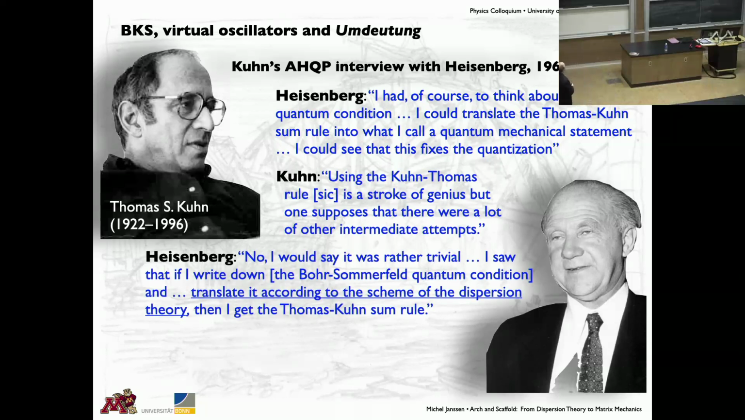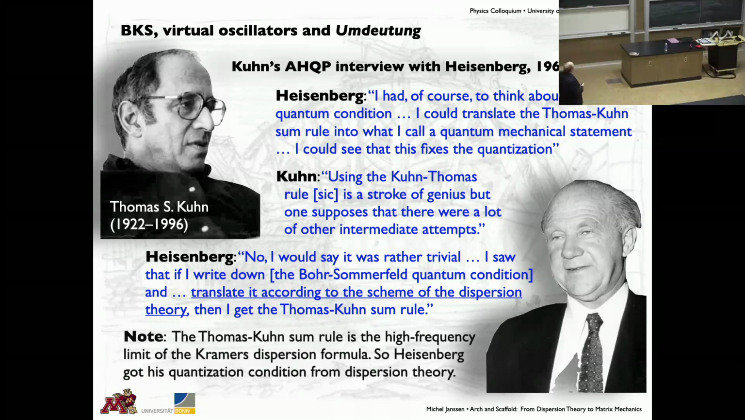I saw that if I write down the Bohr-Sommerfeld quantum condition and translate it according to the scheme of the dispersion theory, right, which is precisely this translation scheme that I showed you before, then I get the Thomas Kuhn sum rule. Now, what is the Thomas Kuhn sum rule? The Thomas Kuhn sum rule is just the high frequency limit of the Kramers dispersion formula, right? So once again, the elements that Heisenberg here identifies as critical to the road to matrix mechanics, with the asterisks that we're talking about, four decades after the fact, are once again not BKS, but dispersion theory.